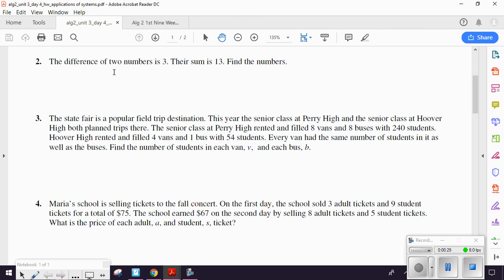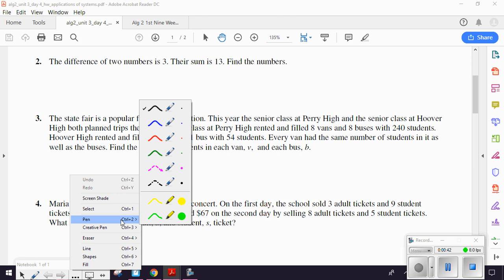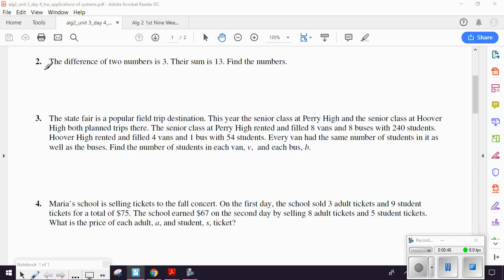Keep that in mind. For number 2, it says the difference of two numbers is 3. Their sum is 13. Find the numbers. So I'm not being told what numbers to use or what variables to use in this situation. So let's stick with x and y. So x will represent the first number and y will represent the second number.